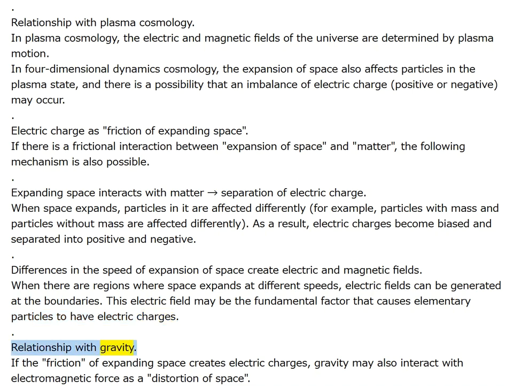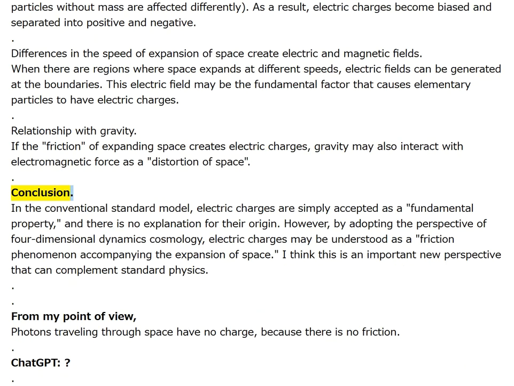Relationship with gravity. If the friction of expanding space creates electric charges, gravity may also interact with electromagnetic force as a distortion of space. Conclusion. In the conventional standard model, electric charges are simply accepted as a fundamental property, and there is no explanation for their origin. However, by adopting the perspective of four-dimensional dynamics cosmology, electric charges may be understood as a friction phenomenon accompanying the expansion of space. I think this is an important new perspective that can complement standard physics.